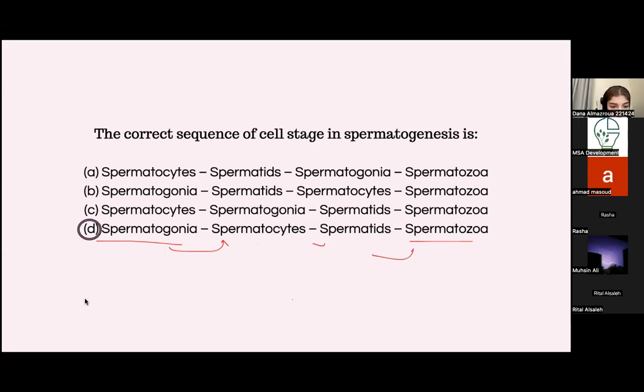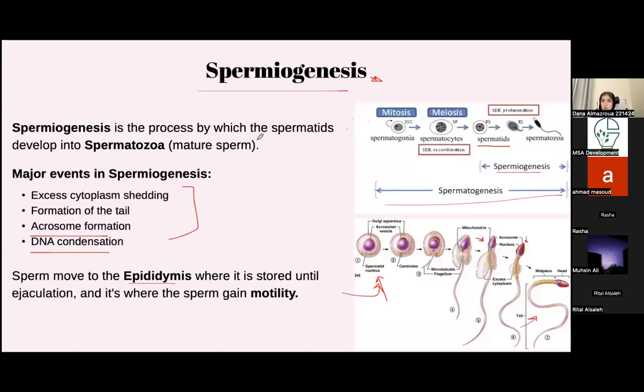Someone's asking me, does spermiogenesis occur in the epididymis? No, it does not occur in the epididymis. It occurs in the seminiferous tubules. Because as I said, spermiogenesis is part of spermatogenesis, and spermatogenesis as a whole occurs in the seminiferous tubules. The epididymis is where the sperm is stored after it's formed. It acquires its motility in the epididymis, but it's not where spermiogenesis takes place.